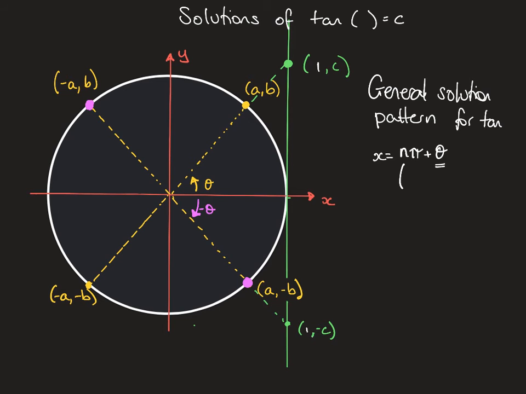Don't forget, we need to say that this n is one of the integers, one of the numbers that we're using to generate our solutions, just whole numbers. So if we had tan of something is equal to minus c, then we just replace our theta here with minus theta in there.